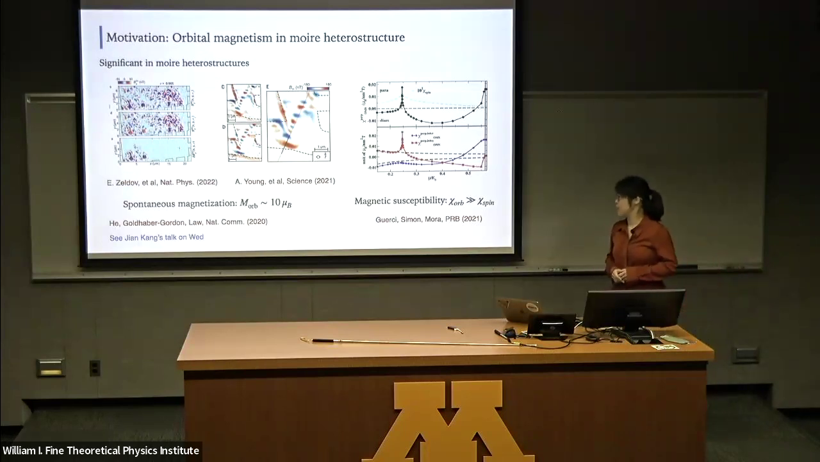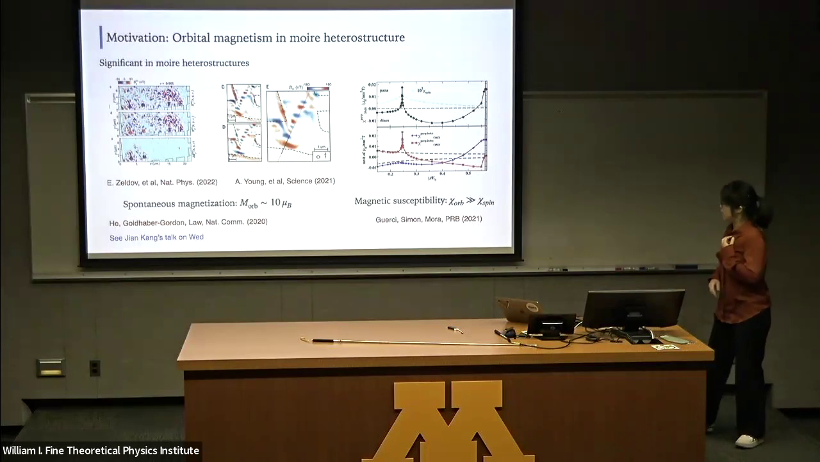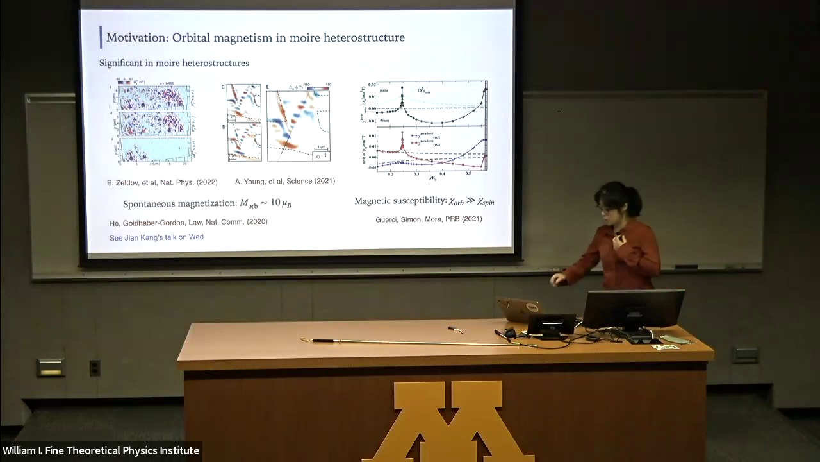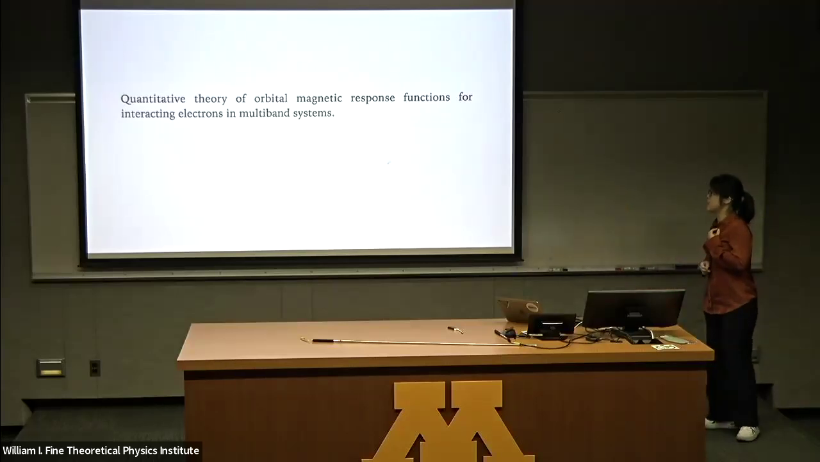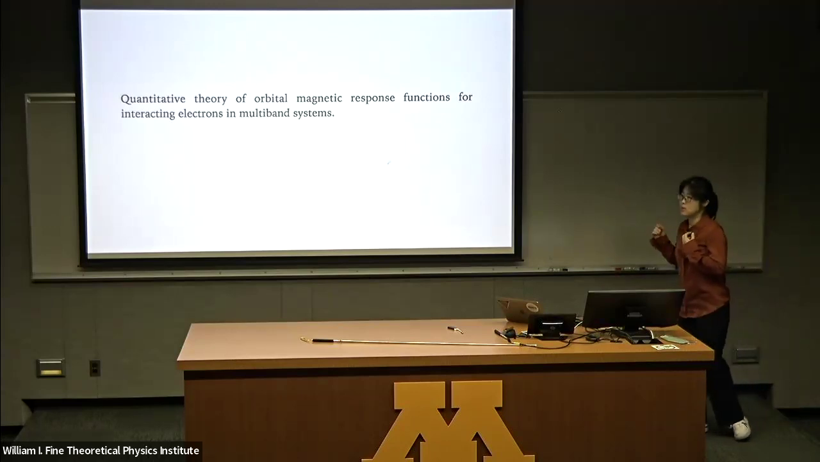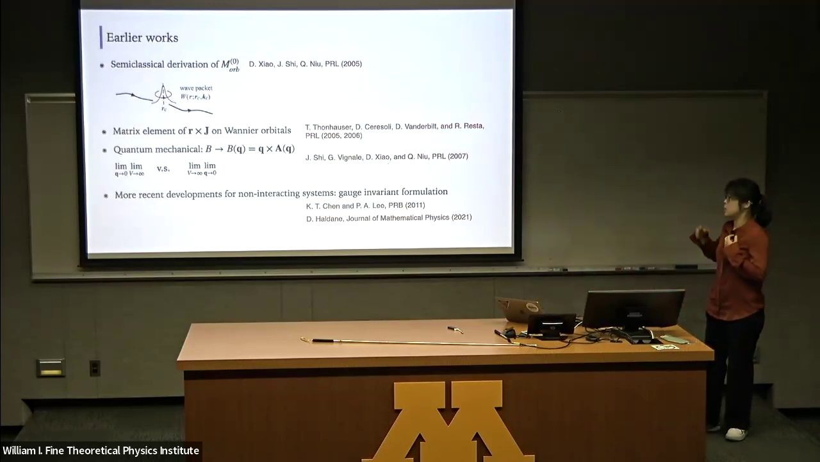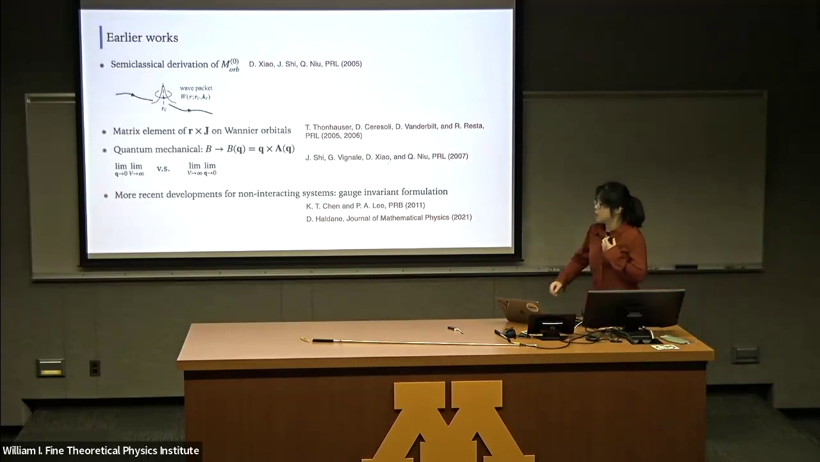For example, there have been model calculations of twisted bilayer graphene showing that the spontaneous magnetization can be tens of Bohr magnetons, and also in terms of magnetic susceptibility, the orbital part is much greater than the spin contribution. This motivates us to get a quantitative theory for those magnetic response functions for interacting electrons in multiband systems. However, it's challenging to do that. There have been earlier works, and we have seen from the earlier talks that these approaches are hard to generalize to interacting systems.